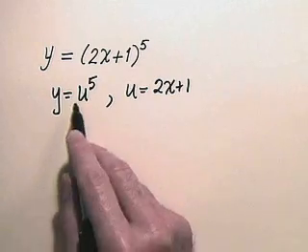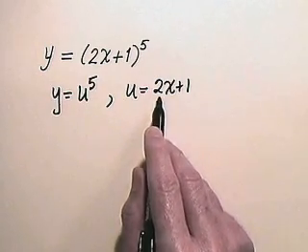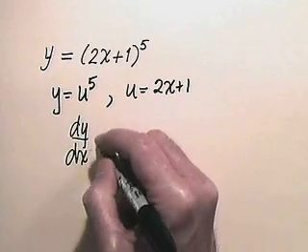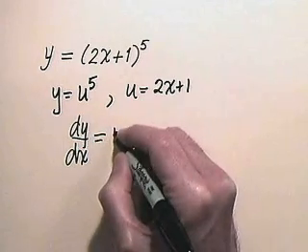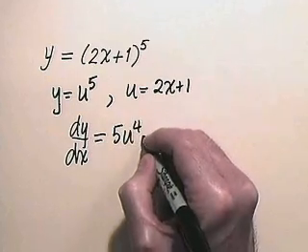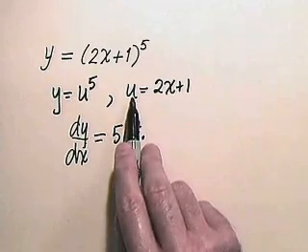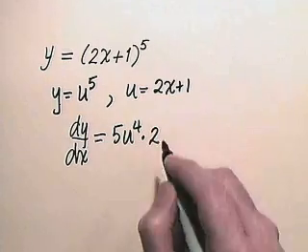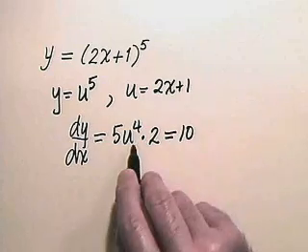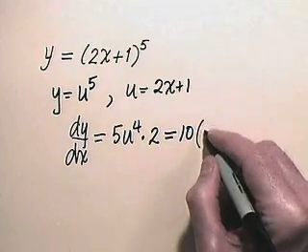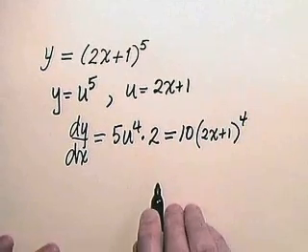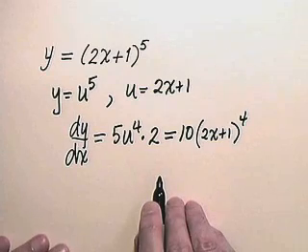Now, once we've arrived at this breakdown, we can simply apply the chain rule. For instance, in the Leibniz form, dy/dx is equal to dy/du, which is 5u to the 4th, multiplied by du/dx, which is, of course, simply 2. And so that can be simplified to 10u to the 4th, but we have to replace u by its expression in terms of x. So we get 10 times the quantity 2x plus 1, all raised to the 4th power.